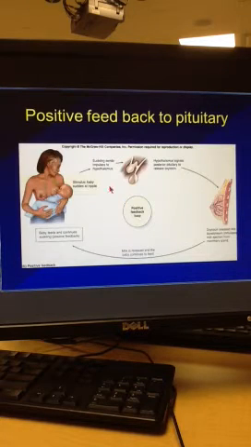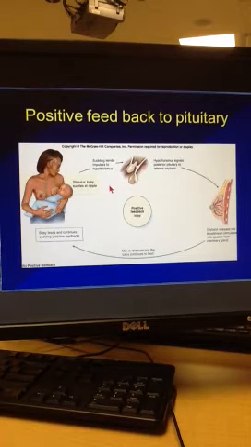Now, positive feedback mechanisms, as I mentioned, there are not too many. One is shown here. A newborn child is suckling on its mother's breast. That sends nerve impulses to her hypothalamus, which causes her to release oxytocin. Oxytocin acts on the pregnant breast to bring about contraction of the lactiferous cells. It also releases a hormone from the anterior pituitary called prolactin.